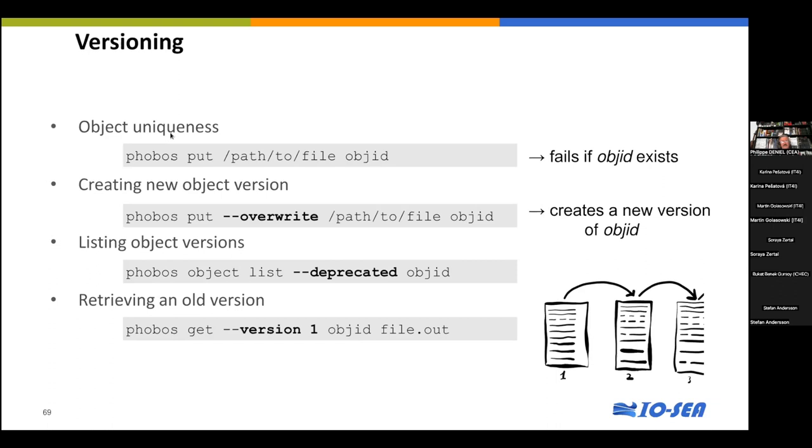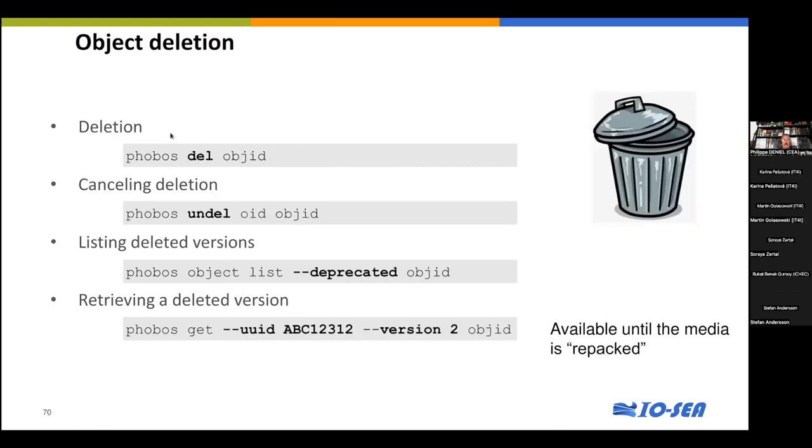Versioning is quite an interesting feature. You can overwrite a file, but once you have overwritten it, you can still access the older version, because you can list the former versions of the object by listing them with the --deprecated keyword. Once you have identified an older version, you can choose to retrieve that data just by specifying the version. So the Phobos get invocation will turn into Phobos get --version something, and then you'll get the version you want. And you can delete objects, and because we are dealing with versioning, we can also undelete objects.